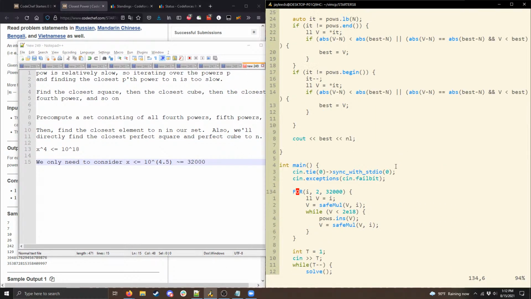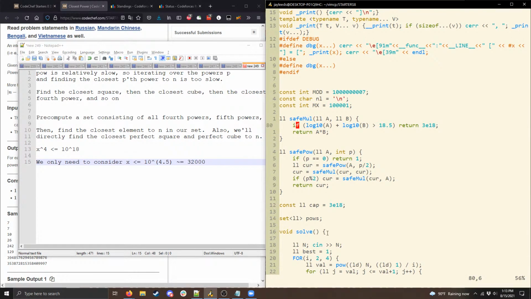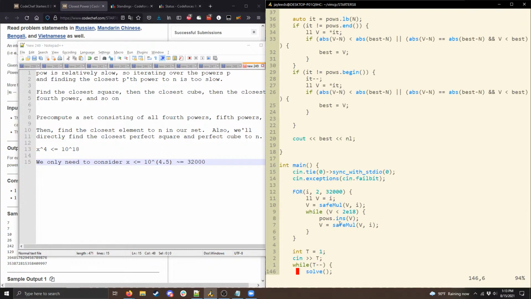So I'm going to iterate over these values of x, and then I have these safe multiplication and exponentiation functions, which are basically just multiplication and exponent functions that I've designed to prevent long overflow. And I'm just going to add all the powers of these values to our set.